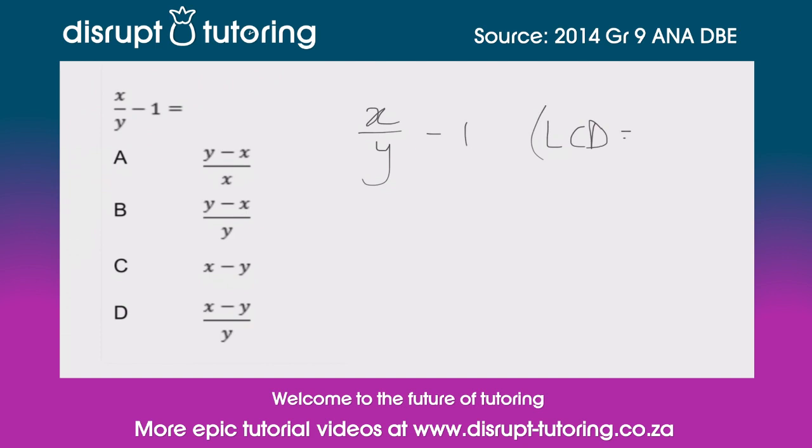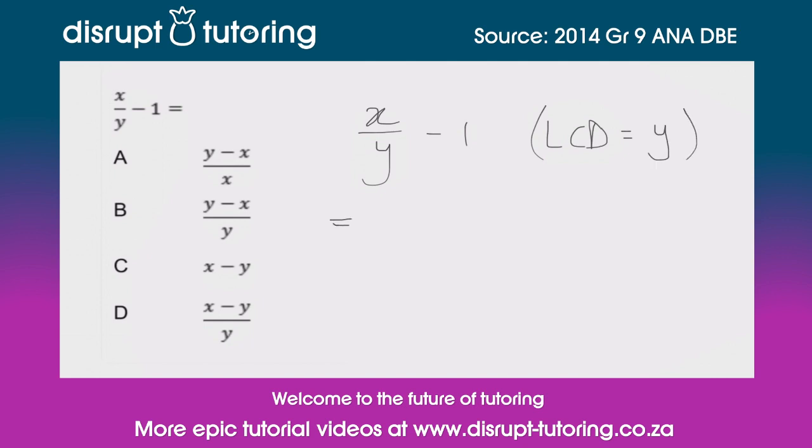So our lowest common denominator in this case, well, we know we've got a denominator of 1 here and y here. So the easiest way to do this is to change this 1 into a y. And to do that, we would have to multiply the denominator by y. So our lowest common denominator for this question is going to be y.